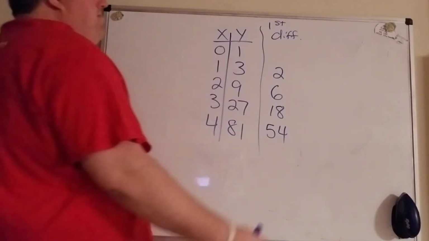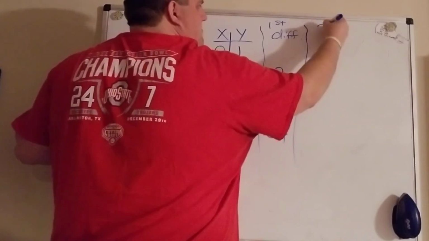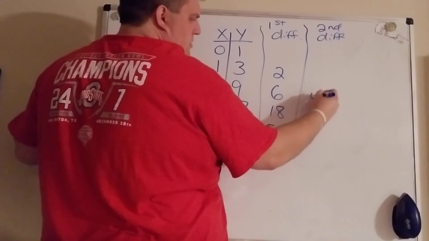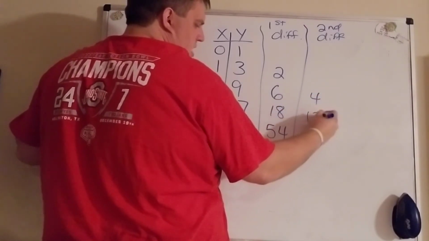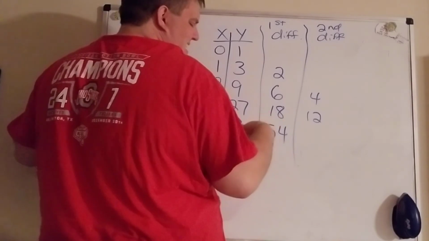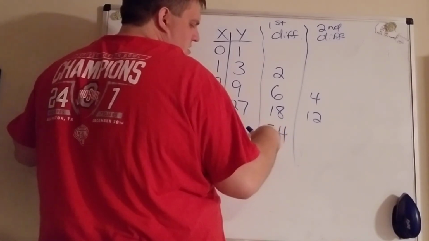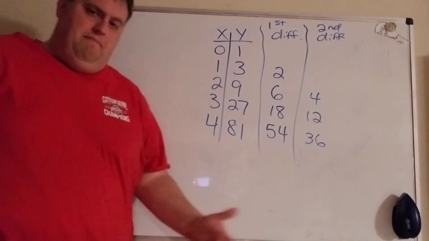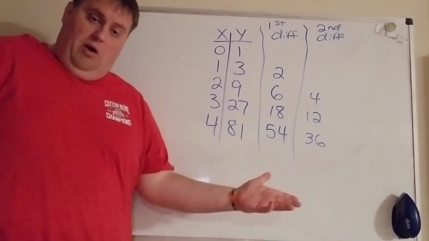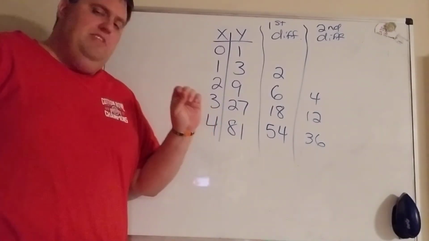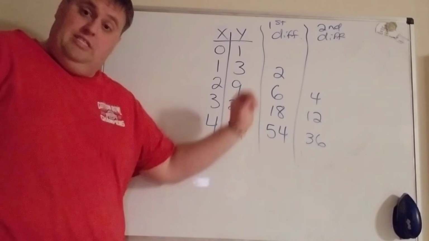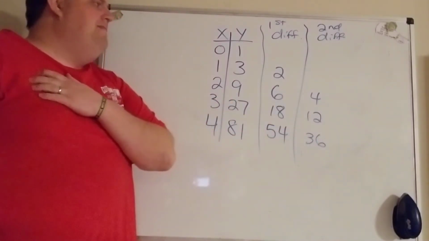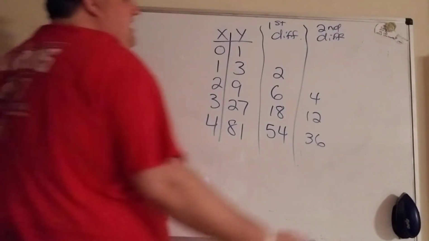So obviously not the same. So then we check the second difference, right? 6 minus 2 is 4. 18 minus 6 is 12. 54 minus 18 is 36. So you can see, still not the same. And so you're like, oh, I don't know where to go with this. If it's exponential, it's not going to be the first difference. It's not going to be the second difference. You might think, oh, I'll do the third difference. Not that either. If it's exponential, it's not the difference at all.